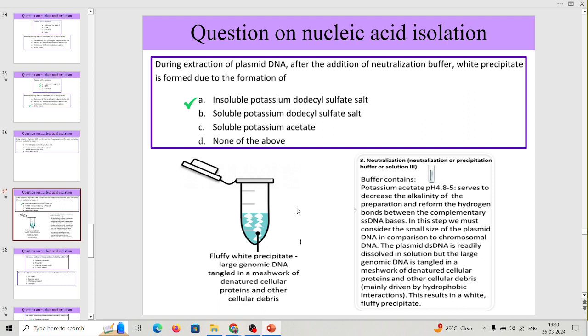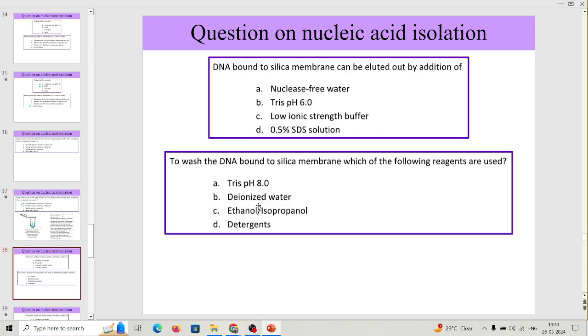Fine. So you can have a look at this. This is how the entire fluffy white precipitate looks. The large genomic DNA along with proteins, along with SDS, all of that cell debris together form these white fluffy precipitates, and here your supernatant is present, and in the supernatant the entire plasmid DNA remains. And this precipitate is formed because of insoluble potassium dodecyl sulfate instead of sodium. Right, so SDS is definitely soluble, but KDS is not soluble.